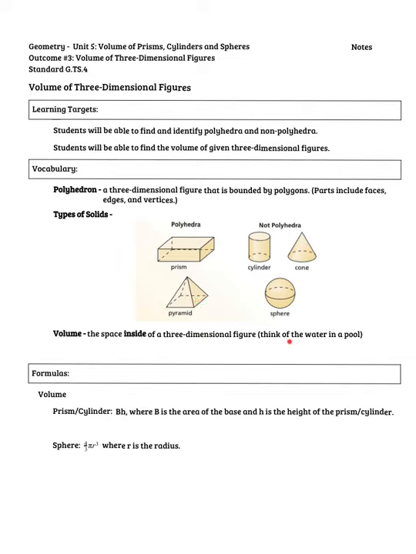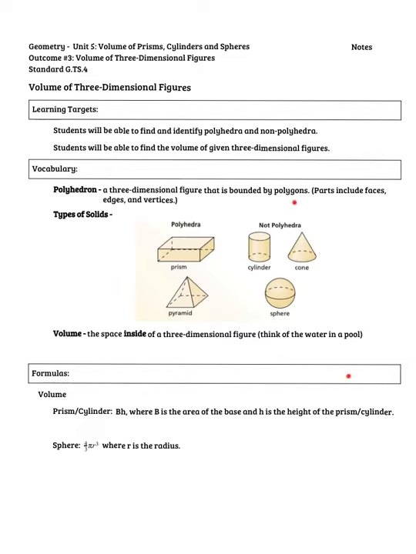The non-polyhedra are the cylinders, the cones, and the spheres. Because those are not bounded by polygons, there are circles involved in those ones, so there are not vertices and edges, right? So that's the difference. What we're focusing on today is any type of prism, which can be any type of polygon. It doesn't have to be rectangular, and also cylinders and spheres.